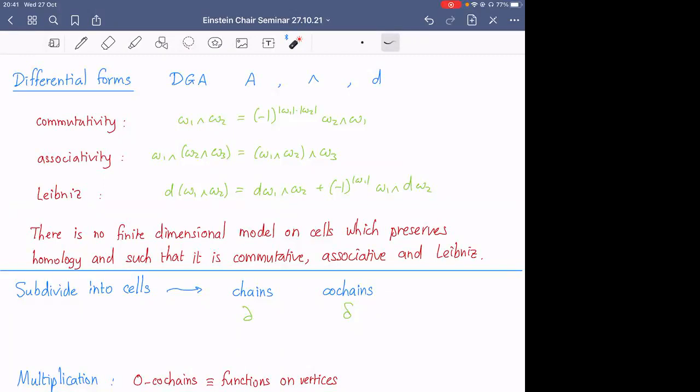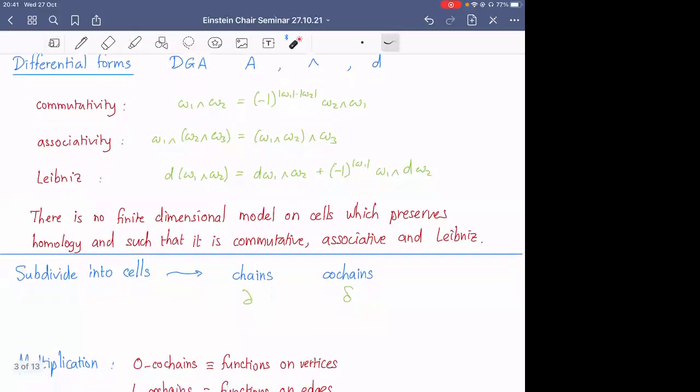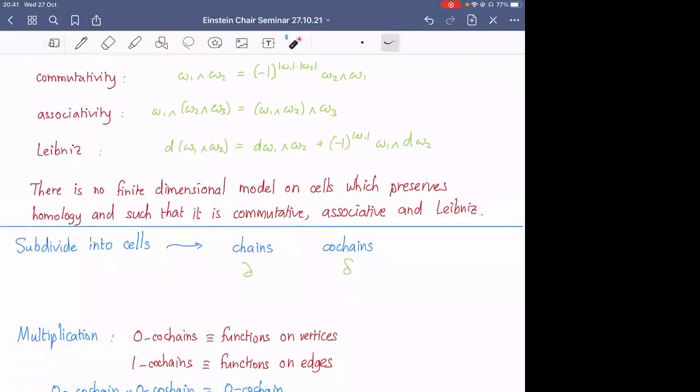Well, just to give an illustration as to what happens and what the possibilities are, let's say we subdivide into cells. So once you do that, you have chains and the boundary operator. So the boundary is going to be degree -1 with square 0, of course. And similarly, you can look at cochains, and there you have a co-boundary operator, which will have degree +1 and also square 0. And these are dual in this sense. Adjoint, I should say.